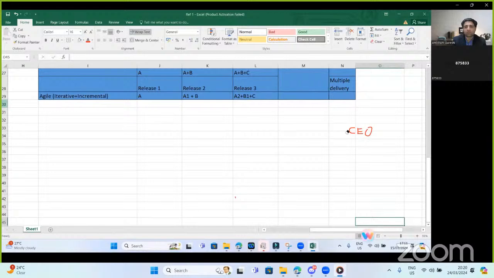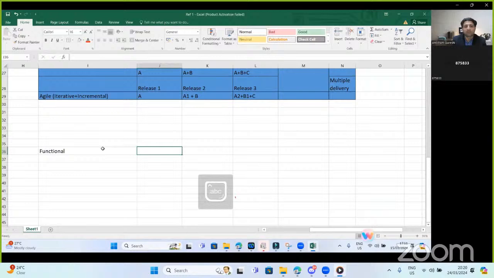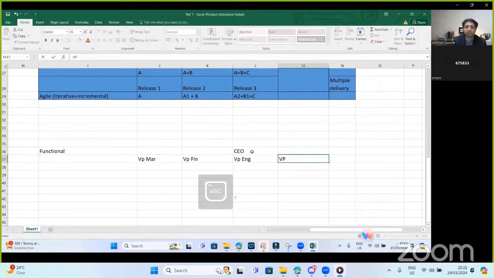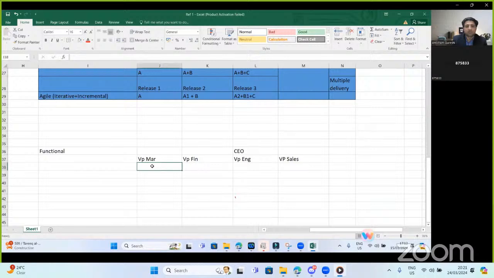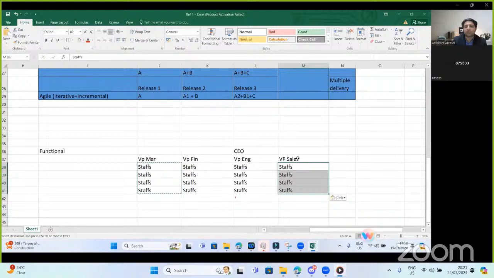Okay, this is what I was saying about functional organization. In a functional organization I can call CEO, he's at the top, and then I may have marketing department, VP marketing, VP finance, VP engineering, and a vice president who could be sales, and then I may have staff under them. Maybe there could be directors and managers, but all are staff. So these people will be skilled in sales only, let's say. These people will be skilled in engineering, these in finance knowledge, and these in marketing knowledge. And there could be many other departments, and so on. So that's the functional structure.